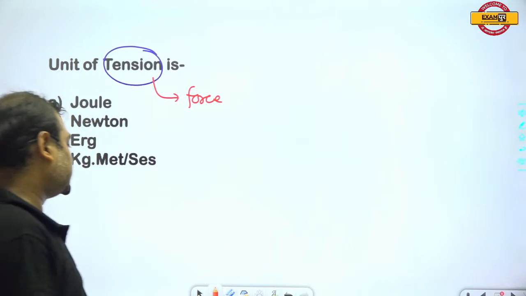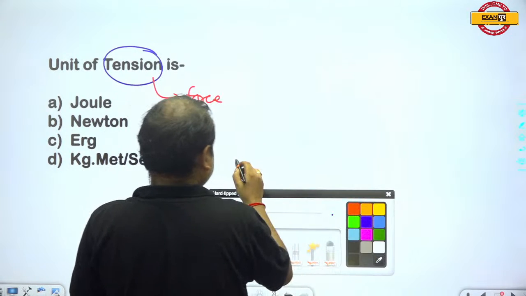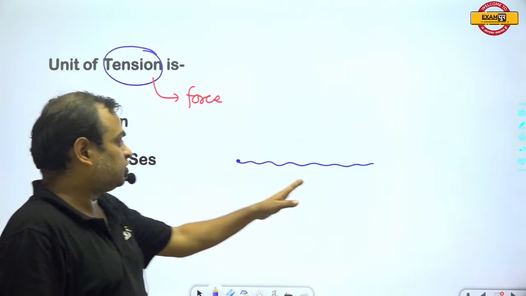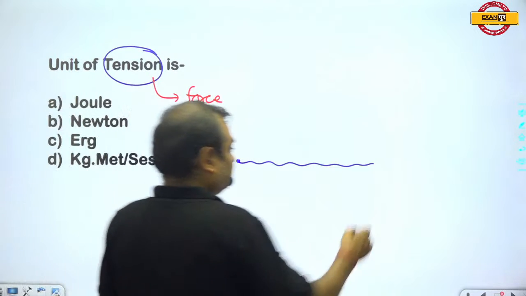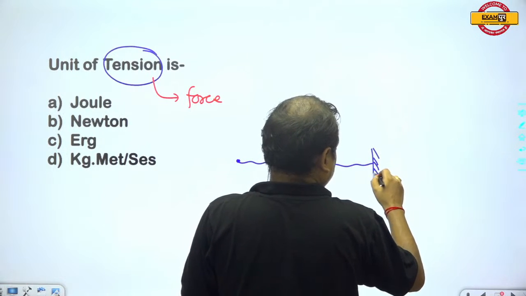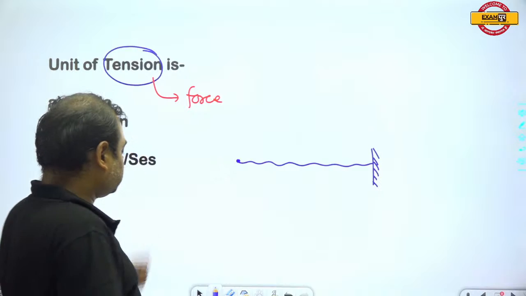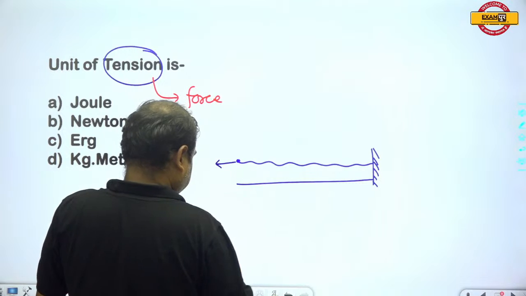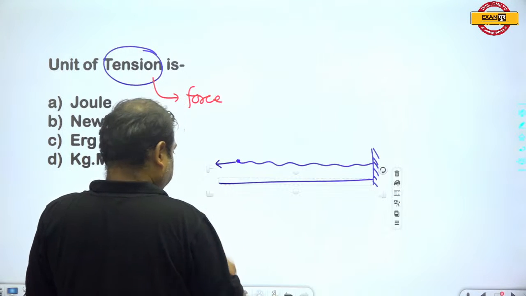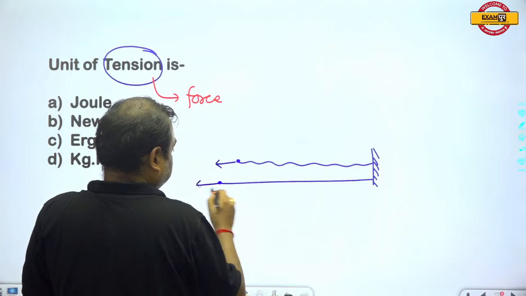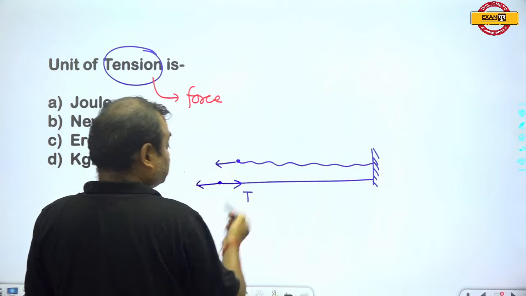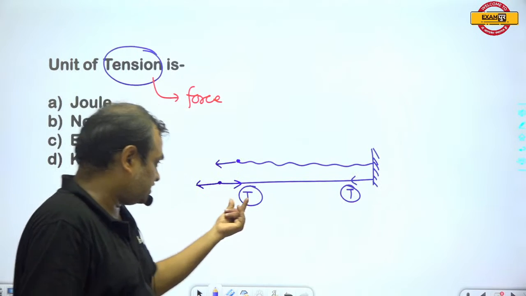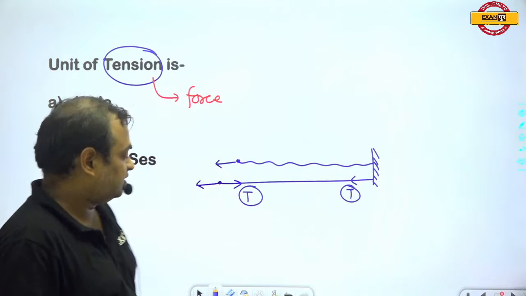Suppose we talk about a string, or a rope falling on the ground. There is no tension in the string. But when we pick that rope, tie it to a wall and pull it, some tension is generated in the string. Tension is always denoted by the letter T.